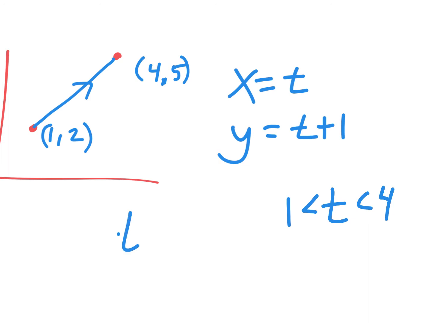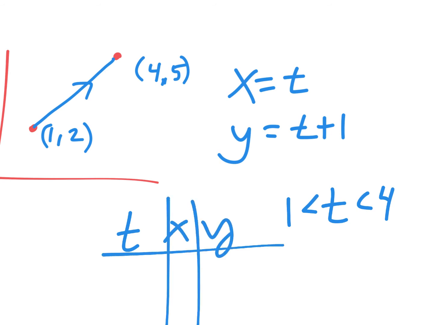I just make a t, x, y chart, and I start at 1, 2, and I go to 4, 5. Does yours work or not? We'll find out. I'm putting in a 1 right here, and then I see what I get for x and y. If I put in a 1 for t, I get 1 and 2. Huh, look at that. It started, right?